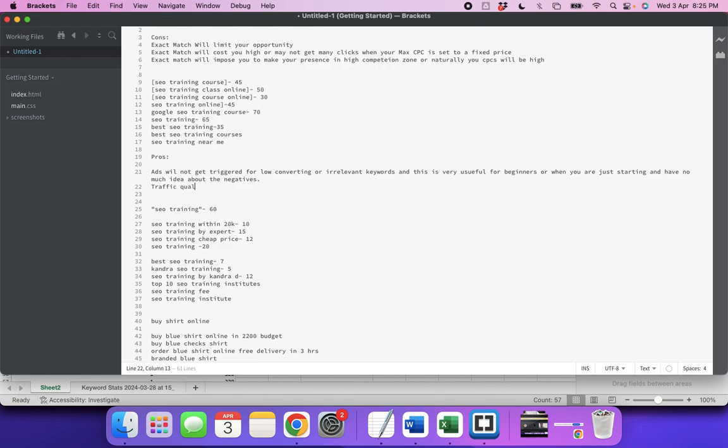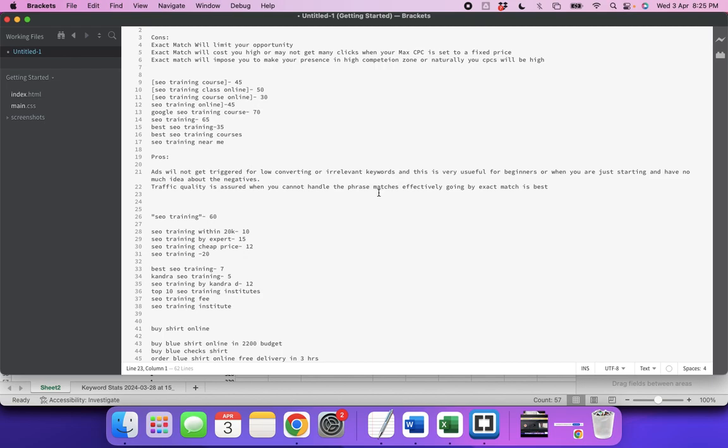Okay. So traffic quality is assured when you cannot handle the phrase matches effectively. Going by this method, instead of going by exact match, is best.